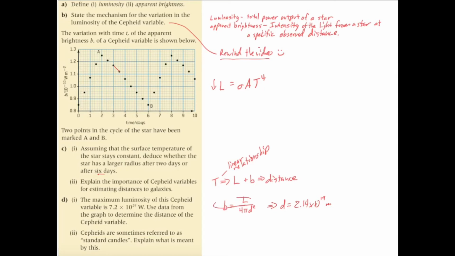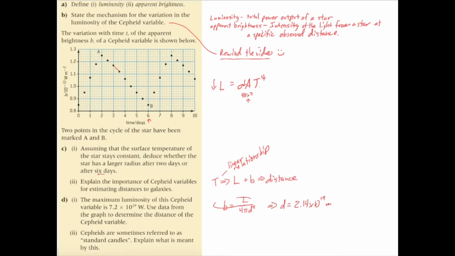So if the luminosity is going down and temperature is staying the same, it must mean that the surface area is going down. If the surface area is going down, because surface area is 4 pi r squared, it must mean that the radius is going down. So that's the answer to that question. After 6 days, the radius is smaller. That's why it's less luminous or less apparently bright at that point.